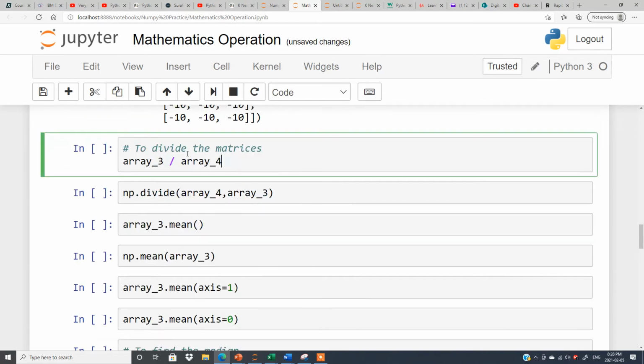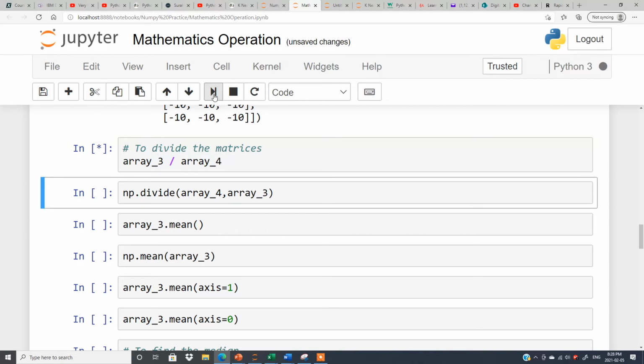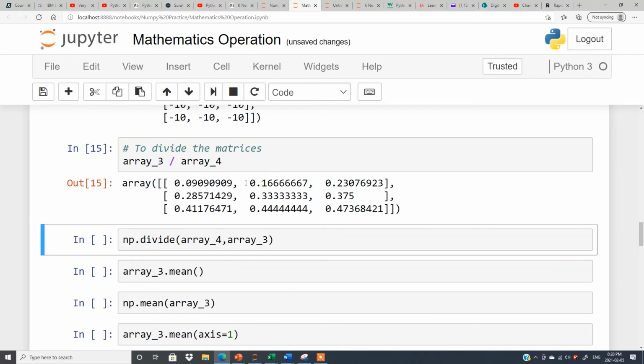Now for division, to divide the matrices, you only have to put this division sign: array 3 divided by array 4, and execute it. If you want, change the position, make this 4 and then this 3, and the output will be different. But if you want to use the numpy function, np dot divide and then execute it, right?